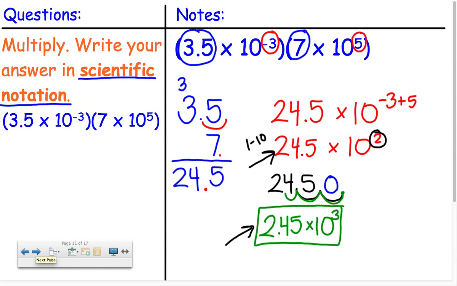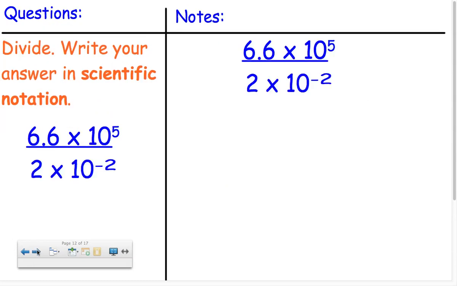So right away after we multiplied, we had 24.5 times 10 squared. Then I took that number, put it in standard form, took that number and put it back in scientific notation, and I ended up with 2.45 times 10 to the third. So two very different numbers. All right, now we're going to go to dividing.